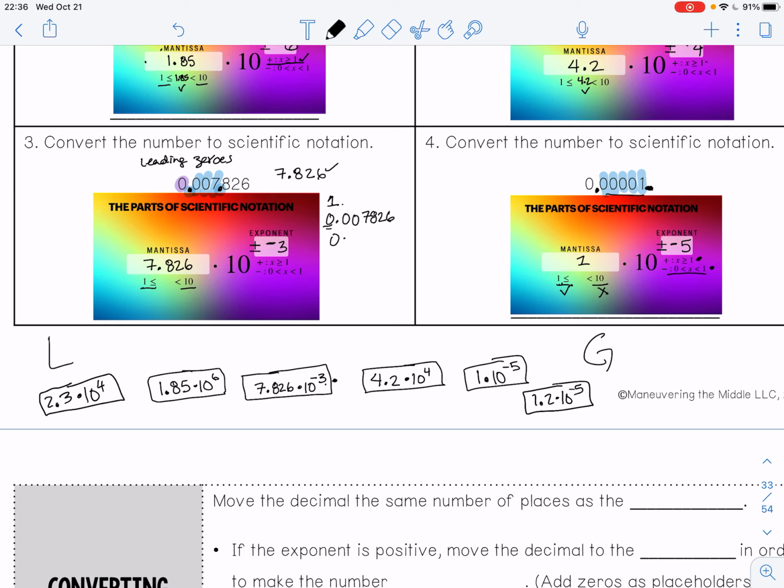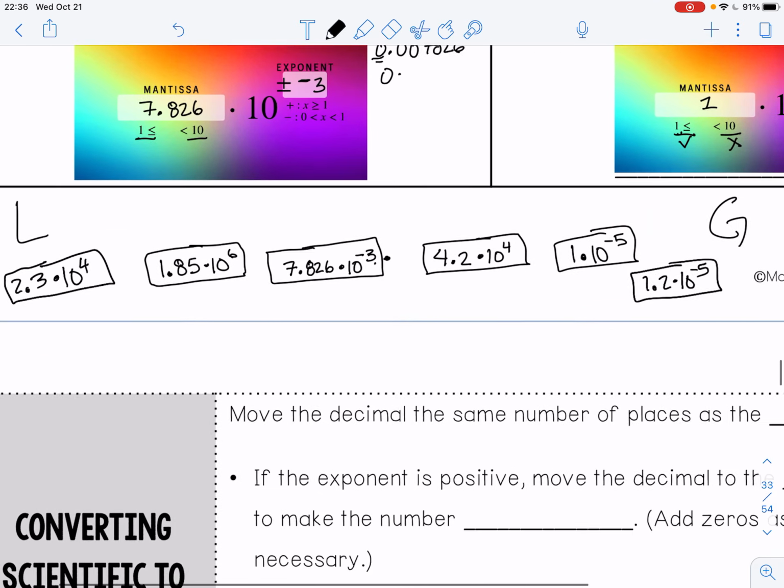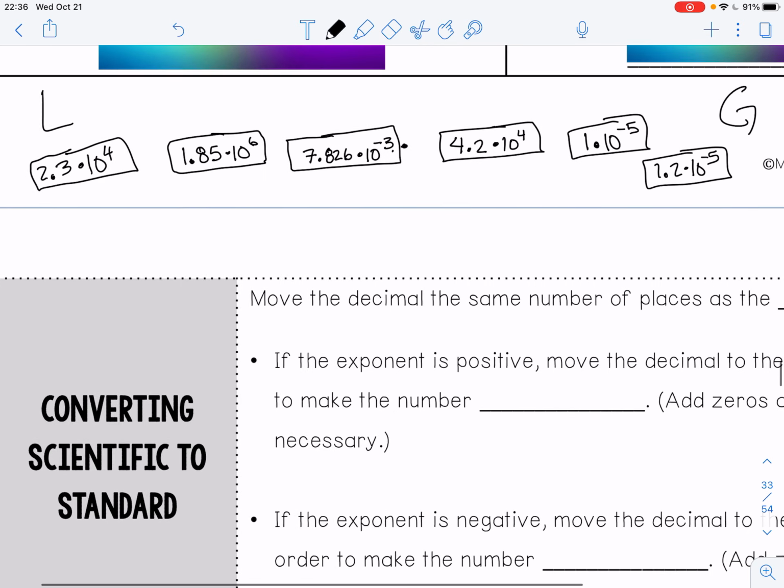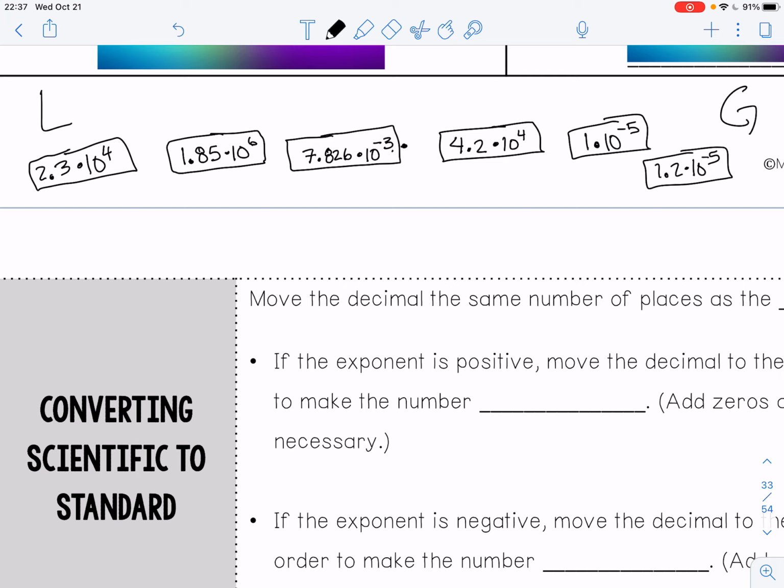Okay? Now, here's the key in deciding if a number written in scientific notation is bigger or smaller. Luckily it's actually pretty quick. You just need to look first at the exponent. If you have an exponent that is positive, obviously the more positive, the bigger the number. The more negative, the smaller the number. So just looking at the exponents, you should be able to put them in correct order.